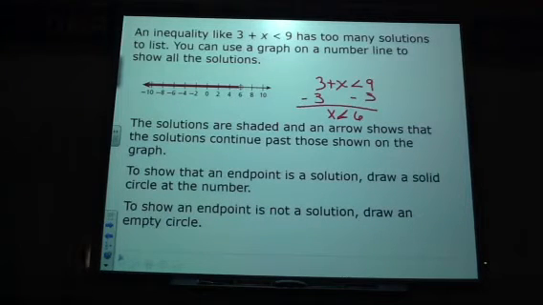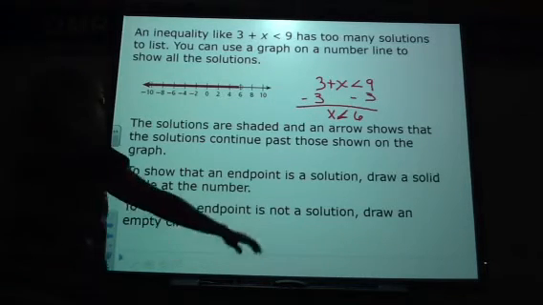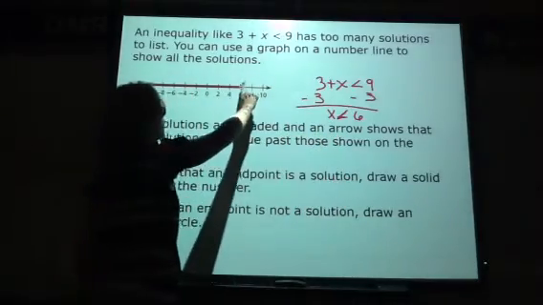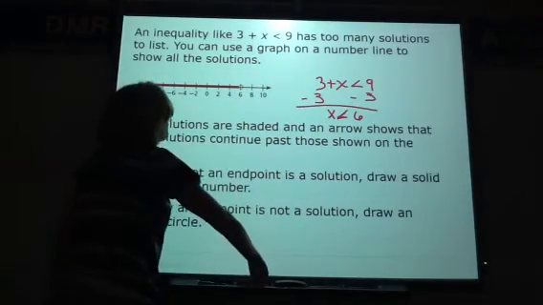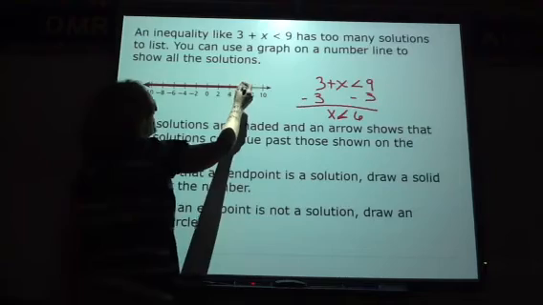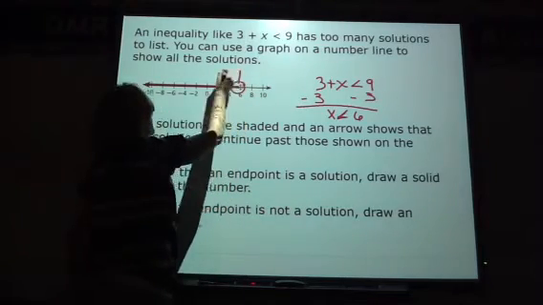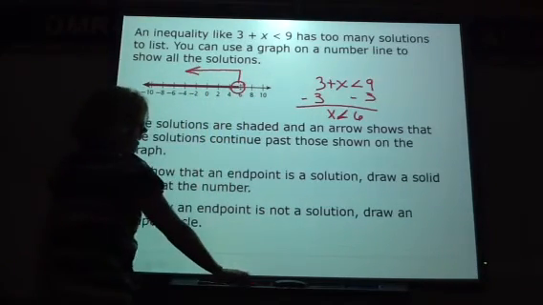Okay, the solutions are shaded and an arrow shows the solution continued past those shown on the graph. To show that an endpoint is a solution, draw a solid circle at the number. To show an endpoint is not a solution, draw an empty circle. So 6 is not part of that solution. Guys, if you do it on the number line, sometimes you'll see me put an open circle and go this way. Okay?